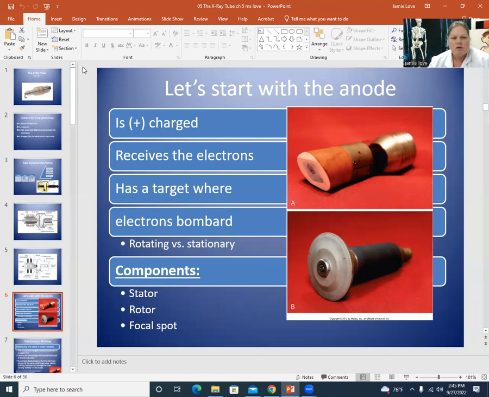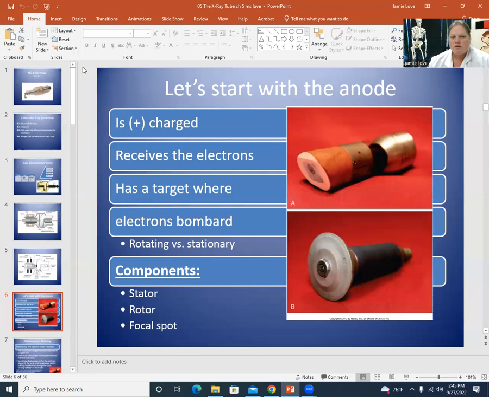On some components that we saw in the picture there, we have some things we want to be able to say what they are and what they do. We have a stator and rotor, and we have something called a focal spot. Stator and rotor all has to do with that special rotating anode, a stator rotor assembly. The stationary does not have that.